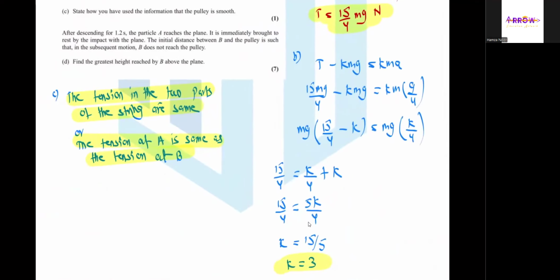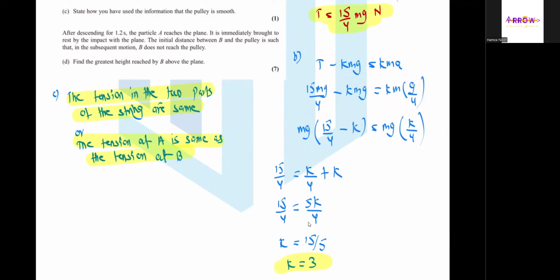As I mentioned earlier, when we were considering particle B, it was going upwards, so T would be more than kmg. This essentially means that T minus kmg will give us a positive acceleration. So T minus kmg equals kma. In place of T, we will have 15mg over 4. So 15mg over 4 minus kmg equals km into g over 4. In place of acceleration, we have substituted g over 4.